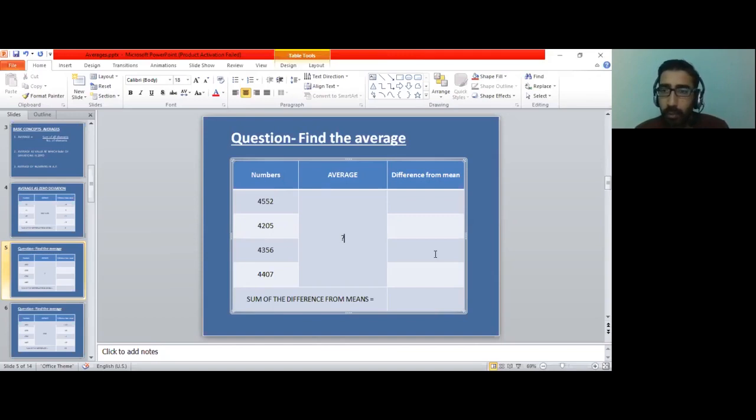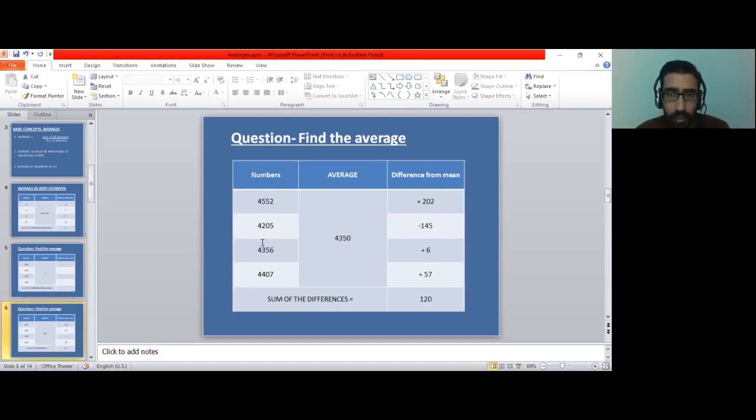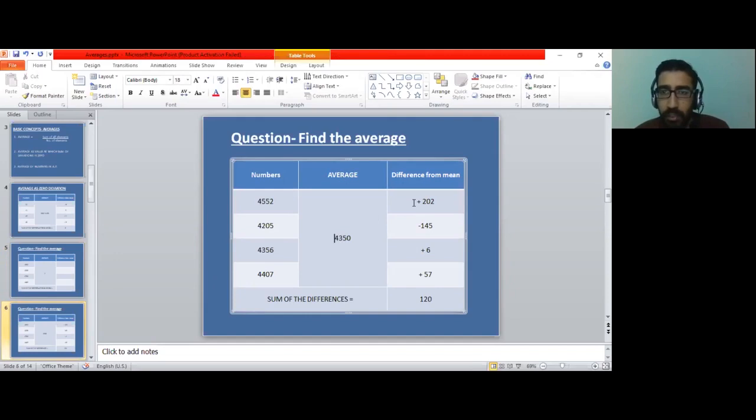Assume the average to be, say, if I look at the 4 values, let me take 4300 to be the average. And then let me see what the difference from the mean is. So, say 4350. When I did it first, I took 4350 and made a slide with this. I've assumed the average to be 4350 and seen that for these 4 values, the differences come out to be plus 202.